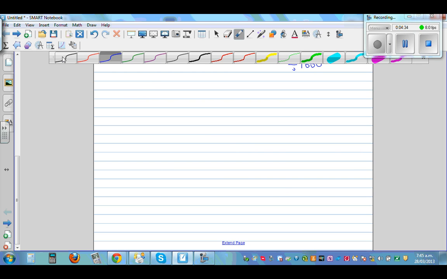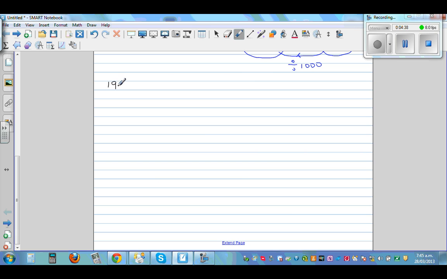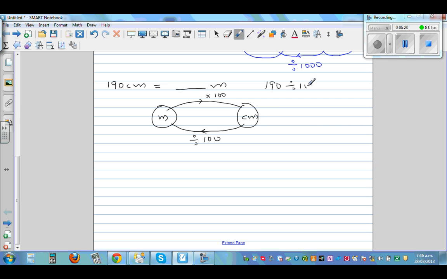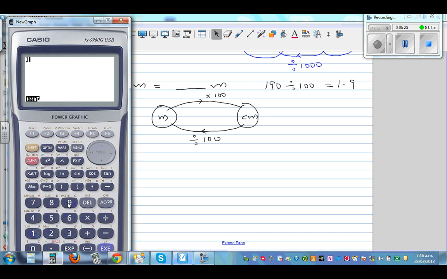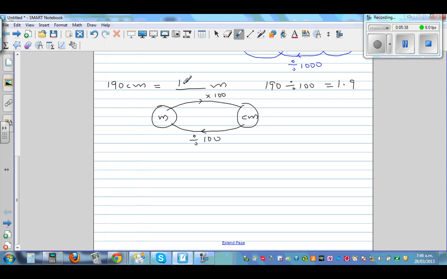So let's look at the first example. If you want to change 190 centimeters to say meters, how many meters here? It's always good to draw again if you're struggling. So we know meter to centimeter, 1 meter is 100 centimeters. So this way you have to times it by 100. And from centimeter to meter, you have to divide by 100. So to answer this, this is 190 divided by 100, which I know is 1.9, but if you're struggling, you can use your calculator. 190 divided by 100 equals 1.9 meters.